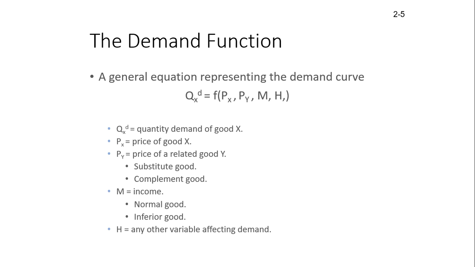The Py is the price of any related good. It depends on the nature of the good: are we dealing with substitutes or complements? Then M is the level of income, how much income this consumer has. And H is any other variable that might affect the demand for this particular good. So that is a demand function.